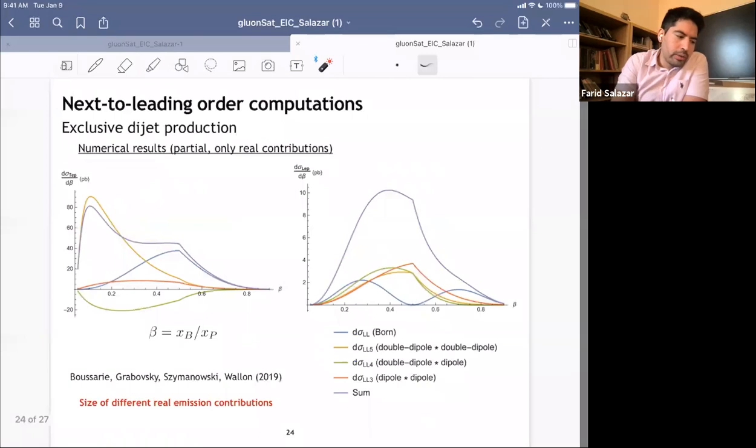So now there are also some results for exclusive dijet production. Only real corrections have been computed. So these are only partial results, and you can find them in this paper. And different contributions from these real corrections are shown here. And it seems that there is a significant importance of the NLO contributions. I will not go into too much detail, because I'm not extremely familiar with this computation, but I encourage you to look at this paper for more details.